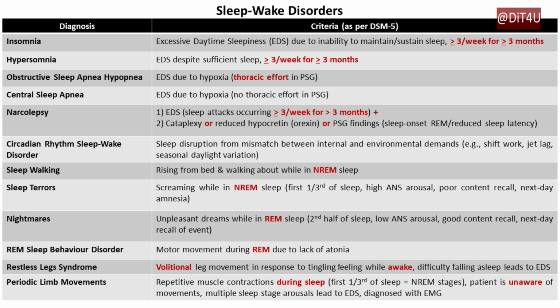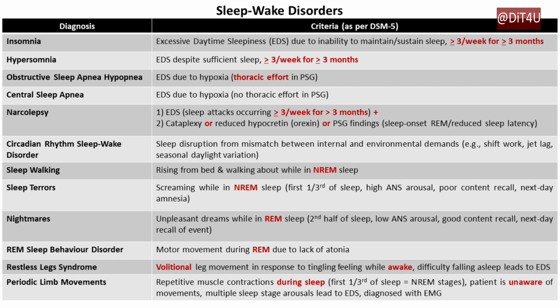jet lag, long distance air travel, seasonal daylight variation, in winters it becomes dark very soon. Sleepwalking: rising from bed and walking about while in NREM sleep, because the body is active in NREM, sleepwalking can occur. Sleep terror: screaming while in NREM sleep. Because NREM sleep is more during the first half of sleep, the first 1/3 of sleep, you get more sleep terrors. High autonomic nervous system arousal, such as sweating. They cannot recall what happened, what they saw. And next day amnesia also. They can't recall what happened during the night.